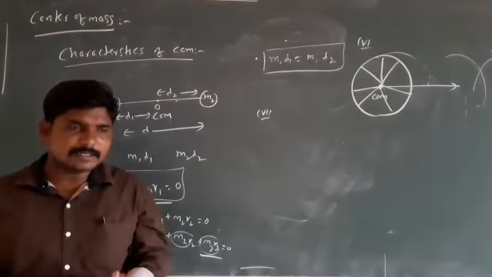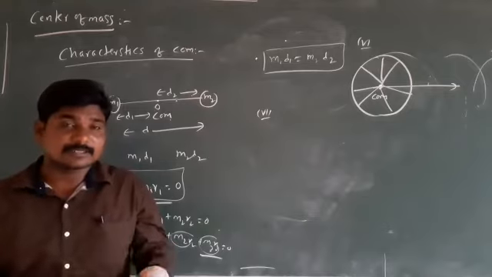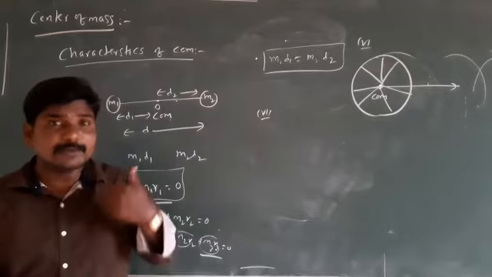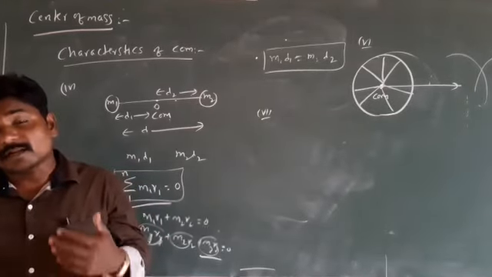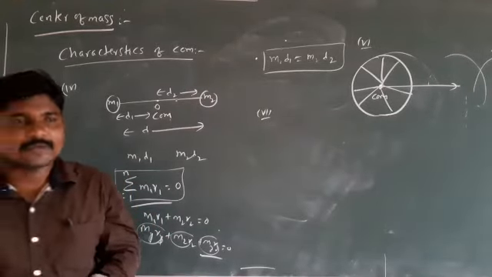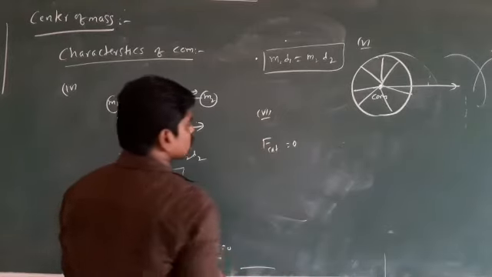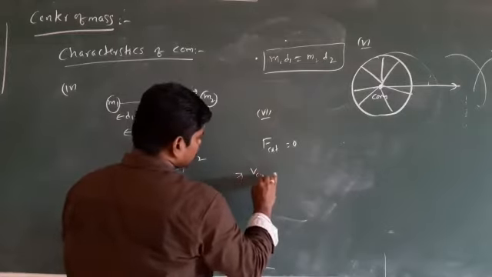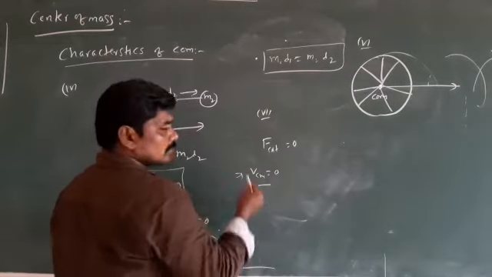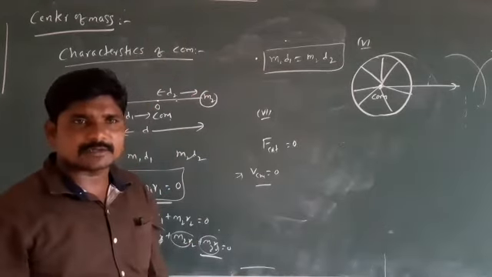Now I am saying it is like this. The center of mass of every body continues its state of rest or uniform motion unless acted on by an external force. For example, if the external force acting on the body is 0, and the center of mass is at rest, meaning the velocity of the center of mass is 0, the center of mass will always remain at rest if there is no external force.